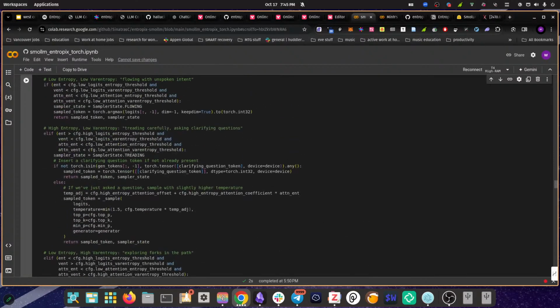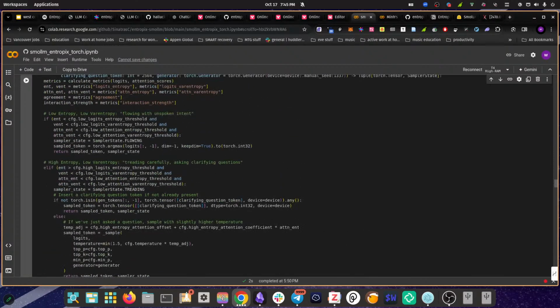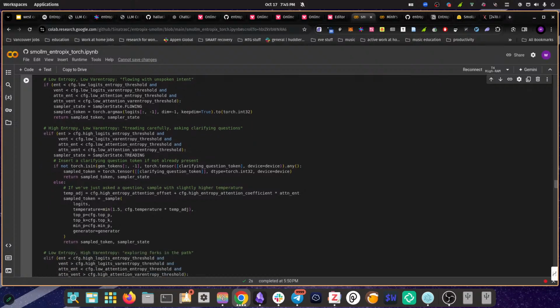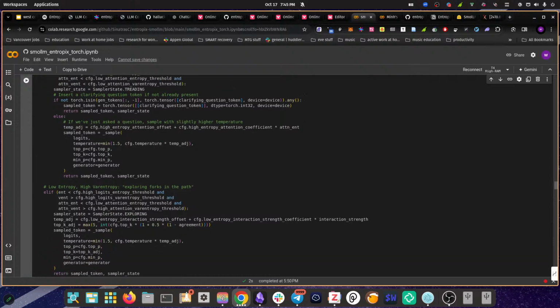The main thing that we're getting is we are going to ask clarifying questions here, insert a clarifying question token if not already present. And then if we've just asked a question, we are going to crank up the temperature a little bit and see if we can search around and find where we're supposed to go.